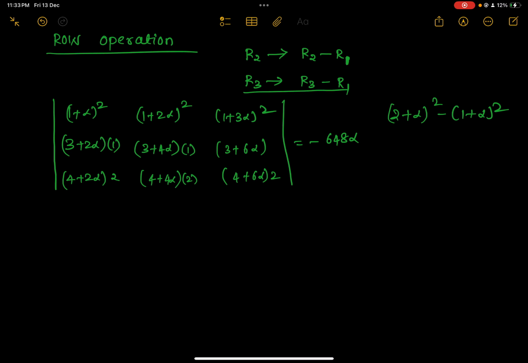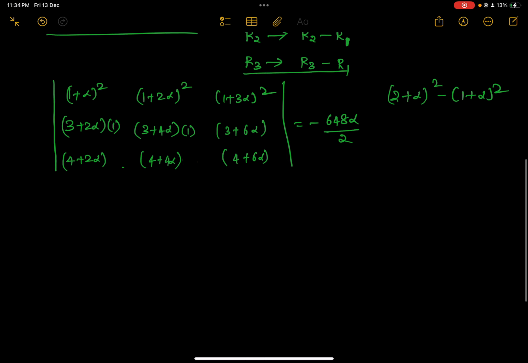Okay, now we can bring out this 2 from this row and send it to the other side. So that will make the determinant, and there is one more 2 in all the, okay, we don't have to do that. So the right hand side will be divided by 2.